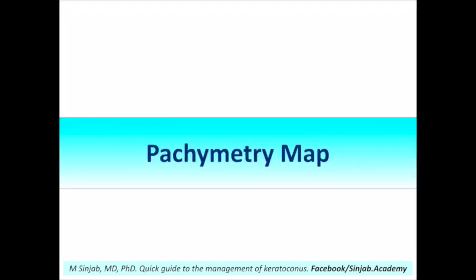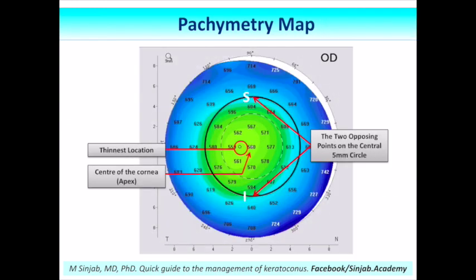The Pachymetry map. On the Pachymetry map, we have to look at the shape and some parameters. Here also, it's very important to look at the two opposing points on the central 5 millimeter circle. The difference between these 2 points should be less than 30 microns, otherwise it is abnormal.